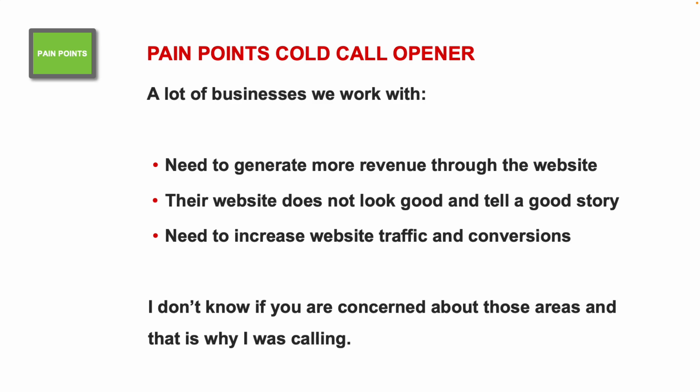For example, we can use our pain points as a cold call opener. So instead of opening with your product by saying something like, "We provide web design services, are you looking to redo your website?" you can instead share the pain points that you help to solve by saying something like, "The reason for the call is a lot of businesses we work with, they often need to generate more revenue and leads through their website, and they have an issue with their website not looking good and not being effective at telling their story. I don't know if you're concerned about those areas, but that's why I was calling with a question or two."